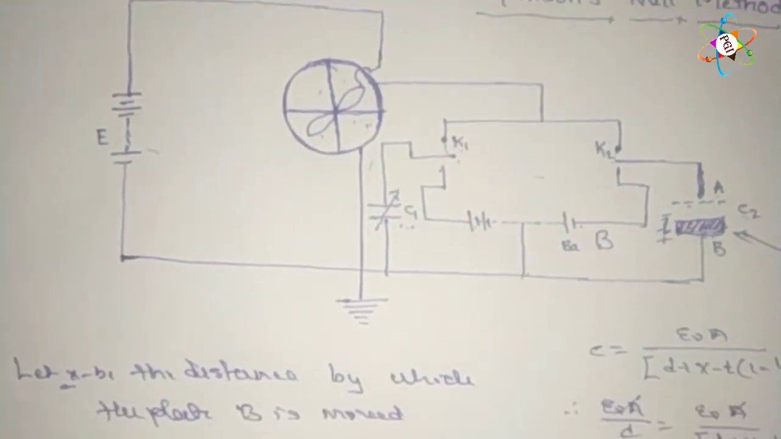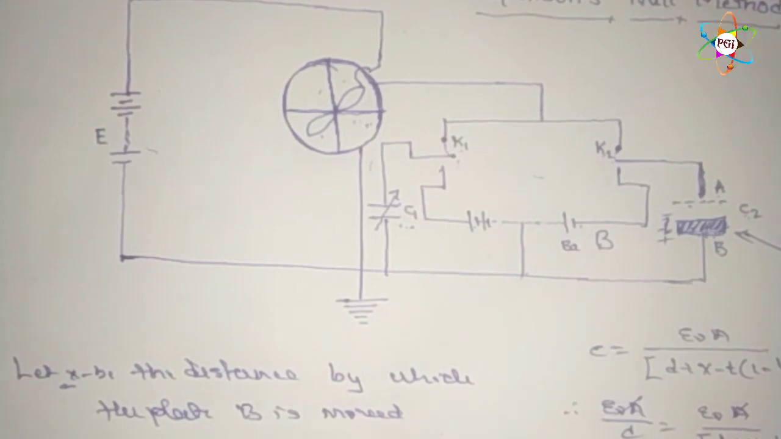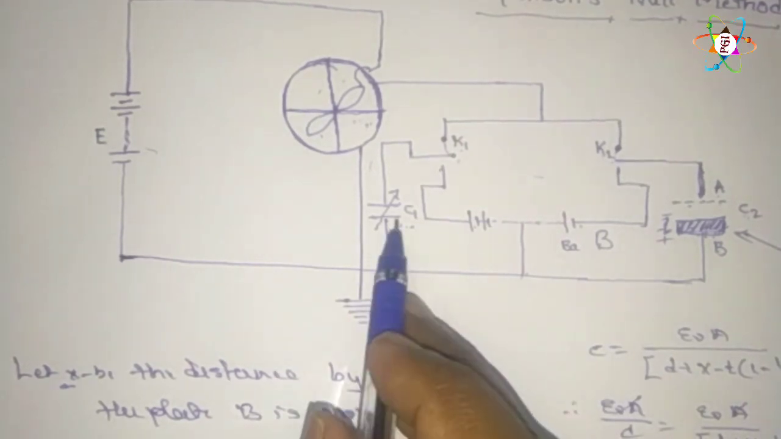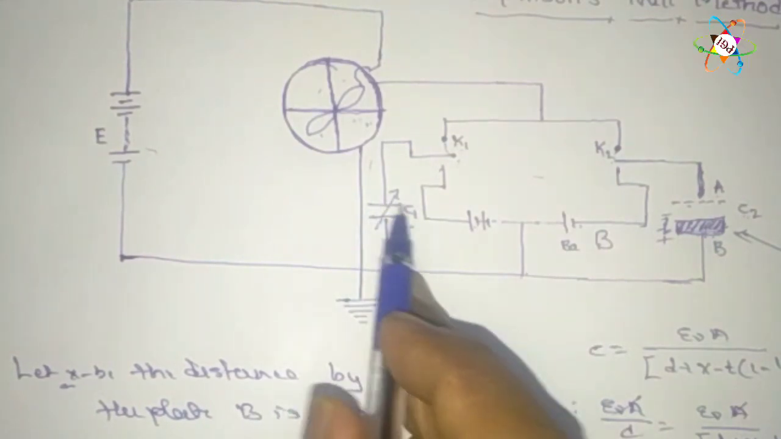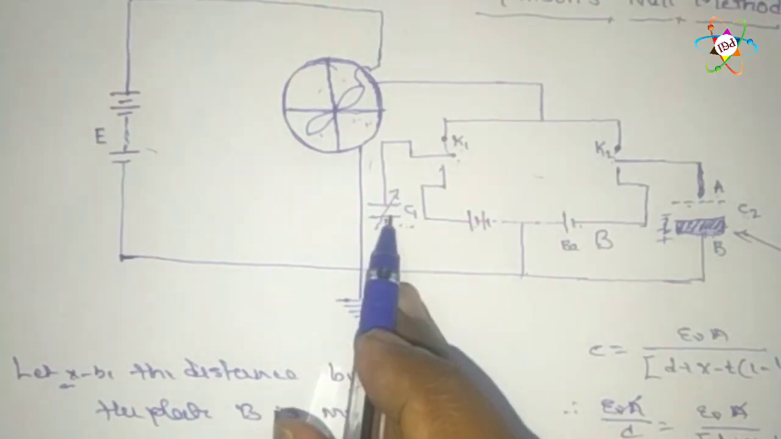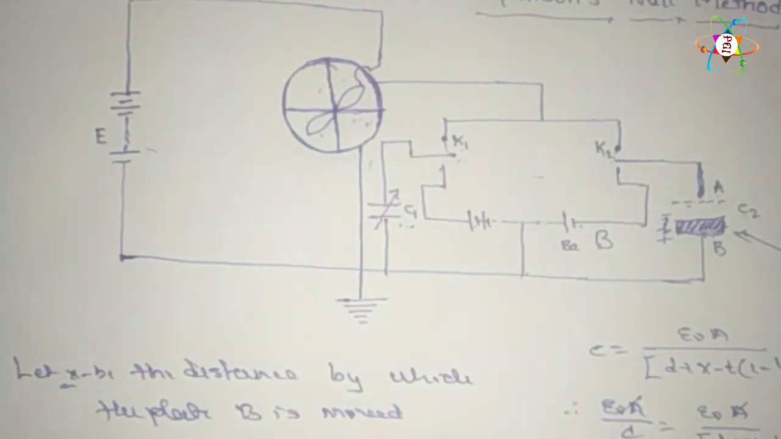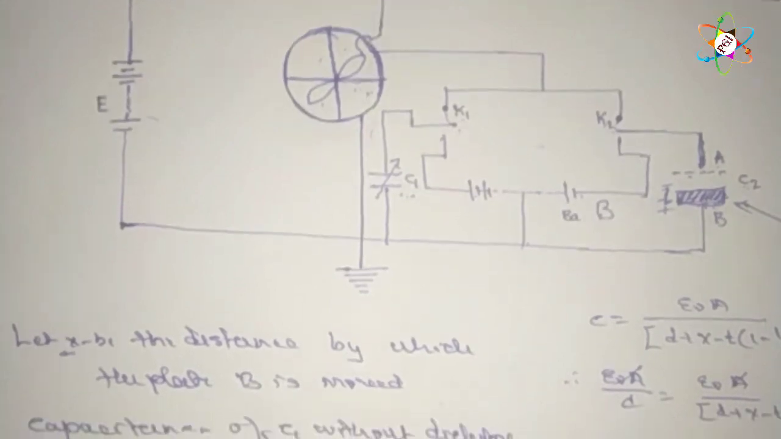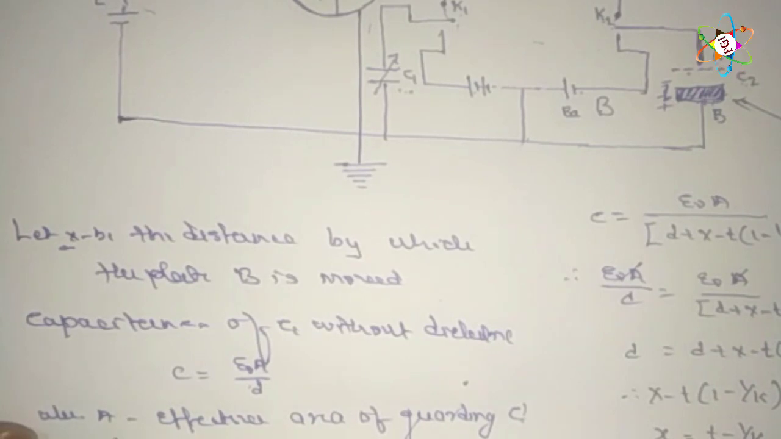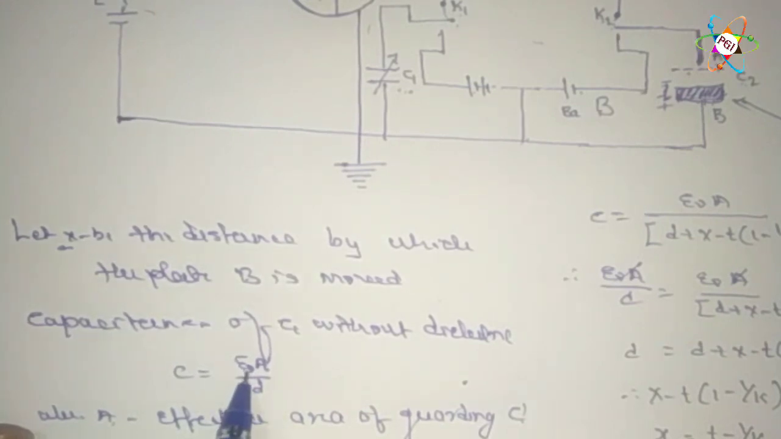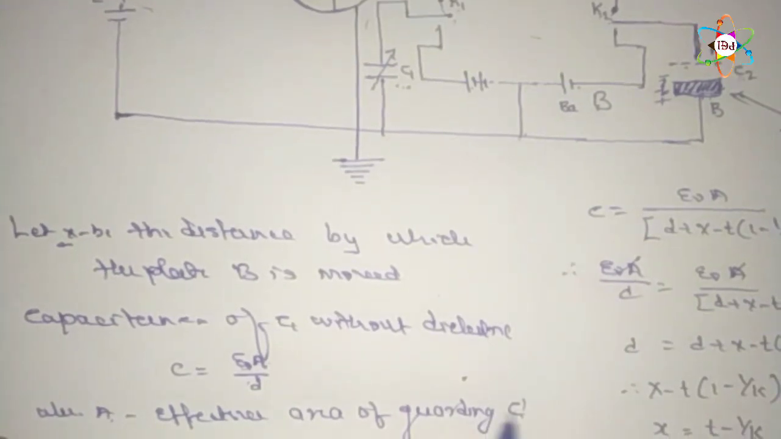Now the capacitance of C1 without dielectrics. So capacitor C1 we consider without dielectrics. Then the capacitance of the capacitor C1 is C equal to epsilon naught A divided by D, where A is the effective area, and epsilon naught is the permittivity of free space, meaning without dielectric constant. A is the effective area of the Gaussian capacitor.